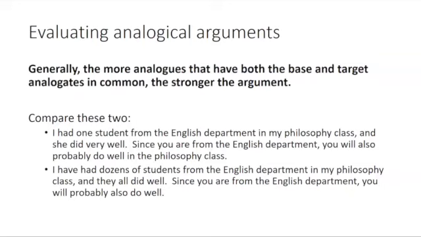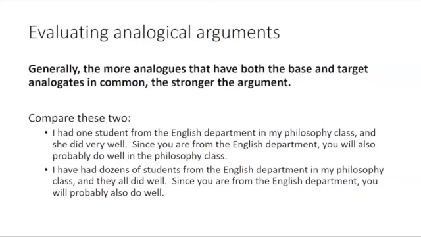Generally, the more analogs that have both the base and target analogates in common, the stronger the argument, right? So now it has to do with the analogs. These are the actual things that are being compared. So, for instance, if I say I have one student from the English department in my philosophy class, and she did very well, since you are from the English department, you will also probably do well in the philosophy class. I have two analogs that I'm comparing here: one previous student from the English department, and then a current student from the English department.